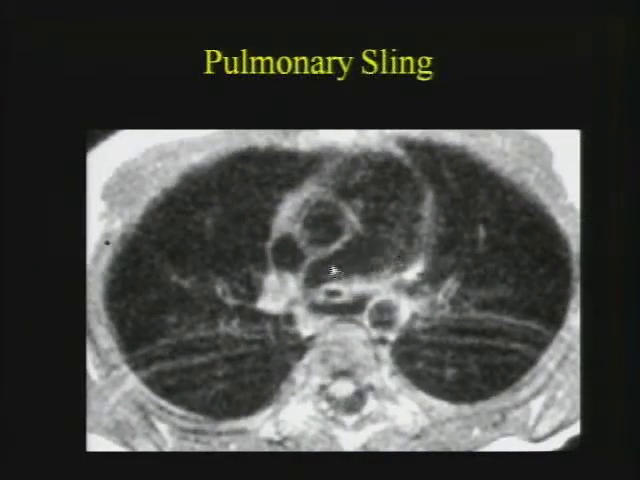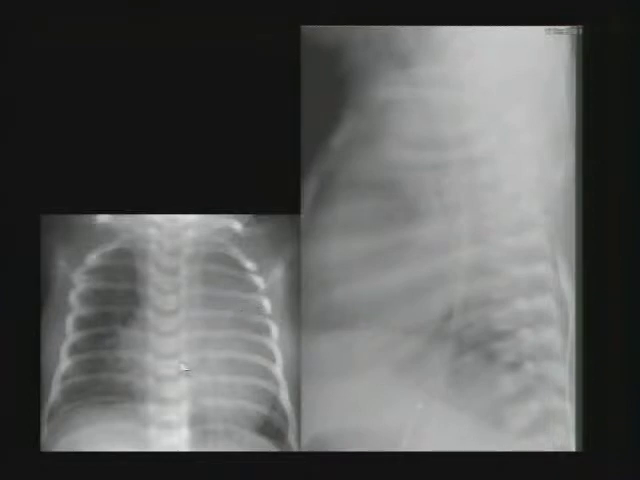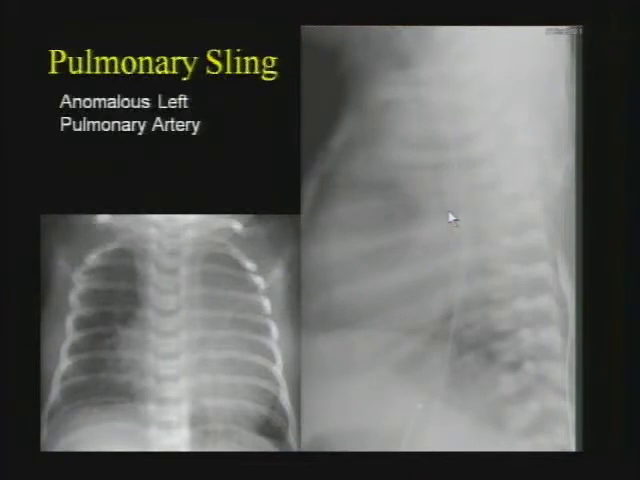And here you can see the pulmonary artery in an old MRI coming behind the trachea and going toward the left. Here's a newborn that we had. Instead of an esophagram, there was an NG tube. You can see the trachea and something in between. This is another case of a pulmonary sling.